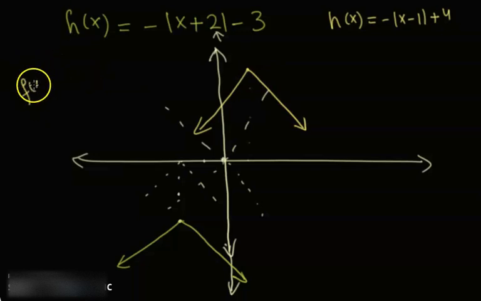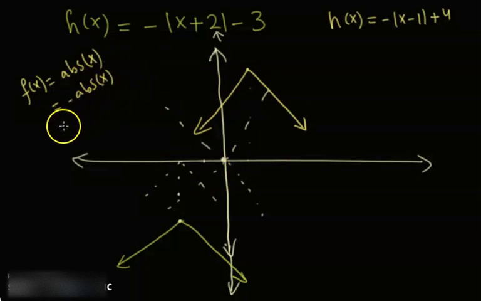Now you can use Desmos as well. There you will write f of x equals absolute of x. This will give you this graph, and then you apply minus absolute of x into Desmos. It will be reflecting it, and then you will do minus absolute of x minus 1. It will move it 1 unit, and then you will add 4. It will move it 4 units upwards.